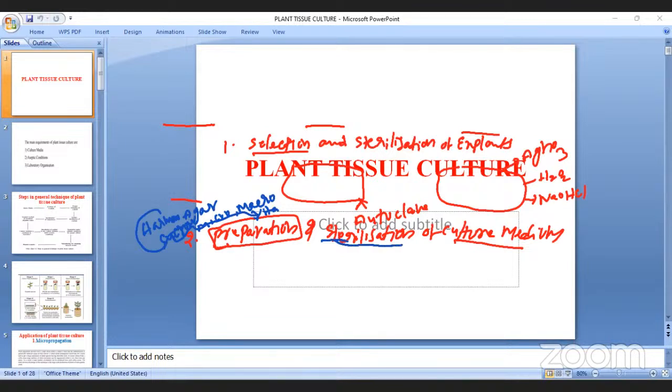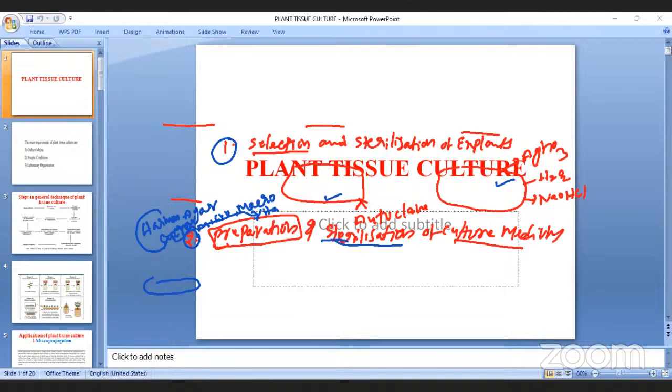In sterilization, after the culture media is prepared, the entire culture media is kept inside the autoclave. What are the required glassware and instruments? They are sterilized. Here the explant is sterilized. So the first step is completed and the second step is completed. Clear? In the first step, selection of explant and sterilization. Second, preparation and sterilization of culture media. Right?